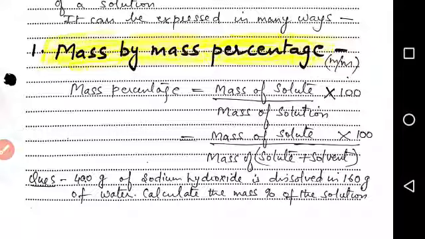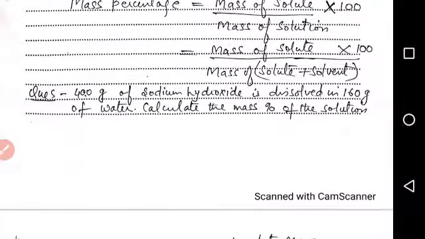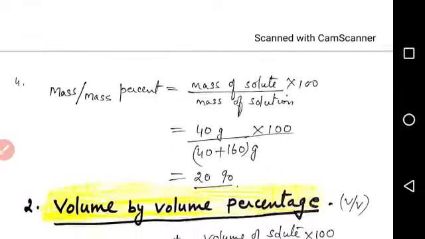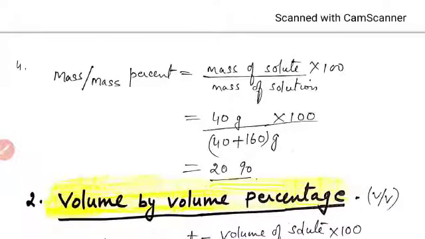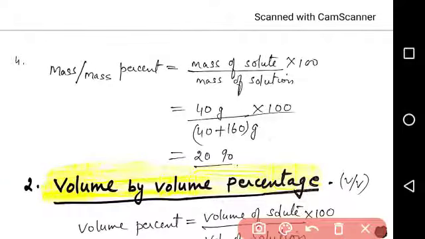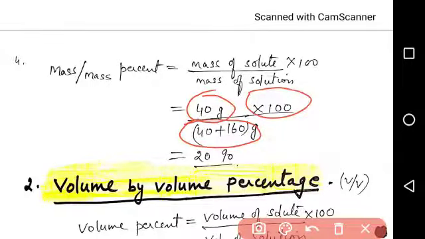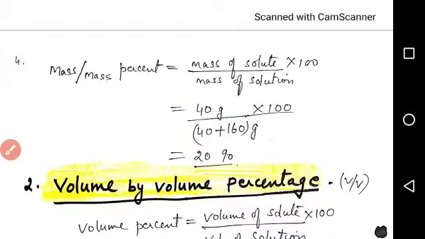40 gram of sodium hydroxide is dissolved in 160 gram of water. Calculate the mass percent of the solution. So mass by mass percent will be mass of solute upon mass of solution into 100. So 40 grams of solute is taken here, and the mass of solution will be 40 plus 160, that is 200 grams, and into 100 this will give 20% of the solution.